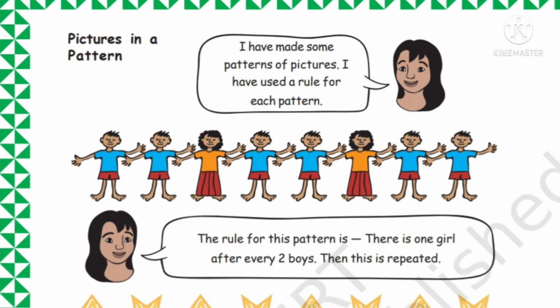Pictures in a pattern. I have made some patterns of pictures. I have used a rule for each pattern. Every pattern will have a rule. Designs arranged according to one rule is a pattern. See, that girl is telling that she has made some patterns with these students. How did she make it? See the picture. In that there are 2 boys and after that 1 girl. Again 2 boys, then 1 girl. 2 boys, 1 girl. Like that it's repeated.